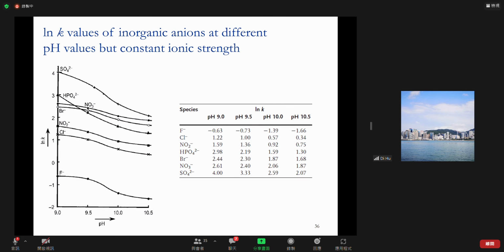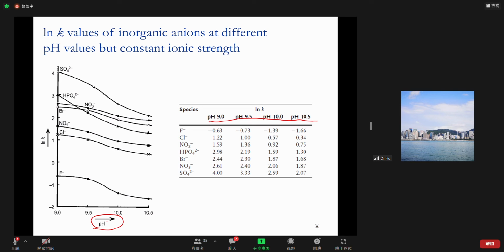And then for the K value, let's see the K value of these inorganic ions first. If we keep different pH but constant ionic strength, what does that look like? For this one, you can see that when pH changes, because this is iodine, which is very typical, when pH increases, the K value decreases.